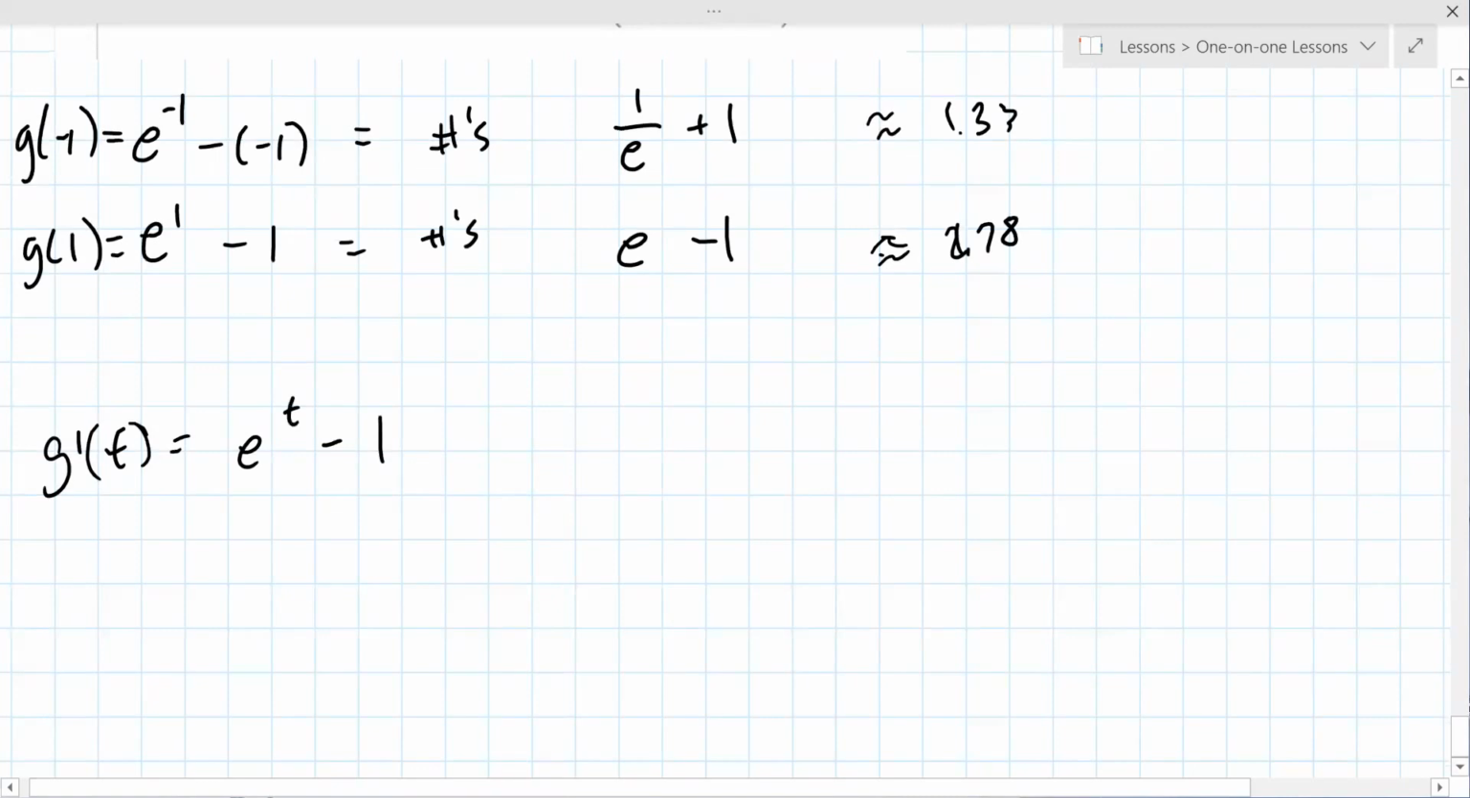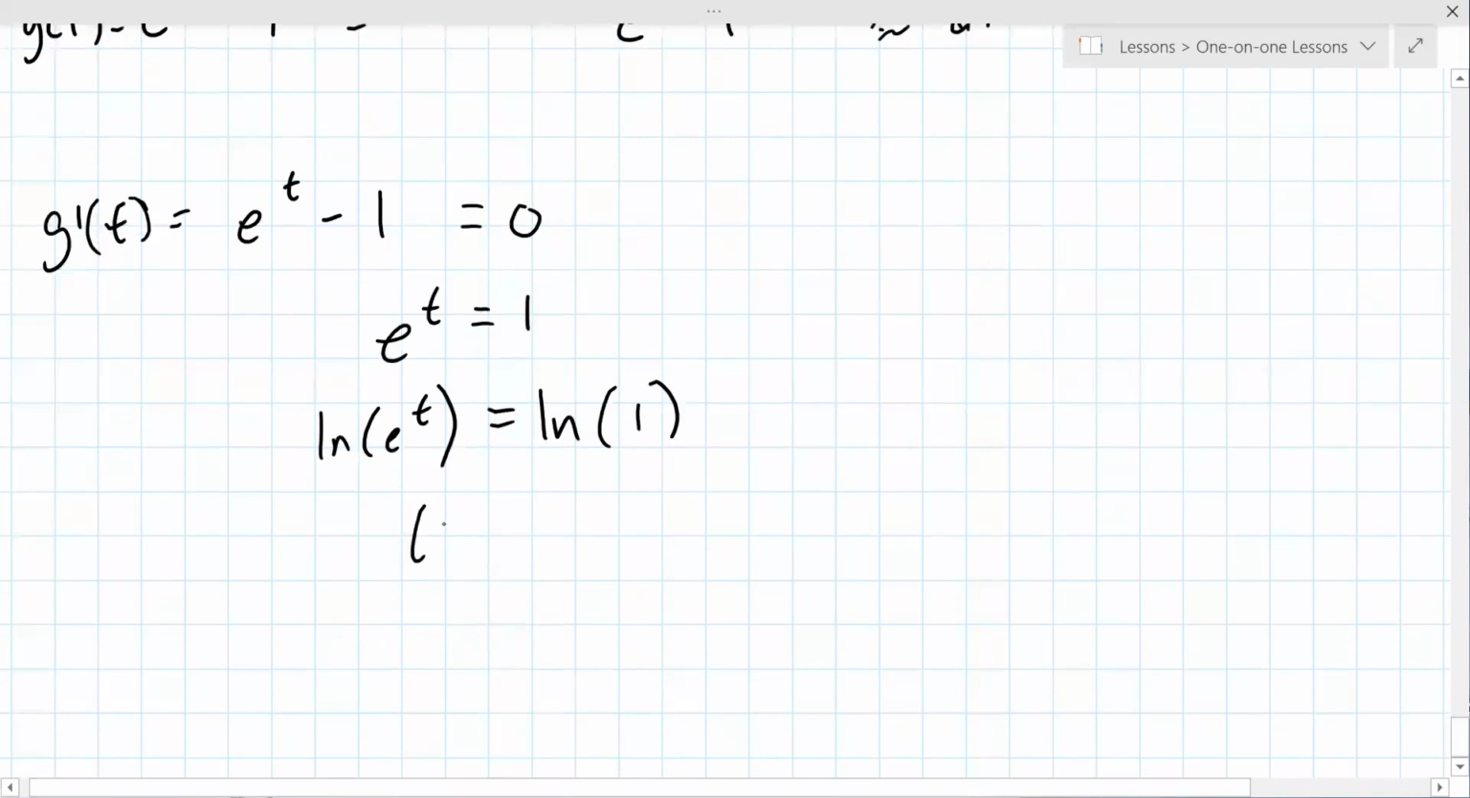All right. So now where does this equal 0? And this could be a little tricky. So move this over to the other side. It's e to the t equals 1. And then to undo e, it's natural log. Natural log of e to the t equals natural log of 1. t equals 0, since natural log of 1 is 0. And your calculator can help with that, if you're not sure.